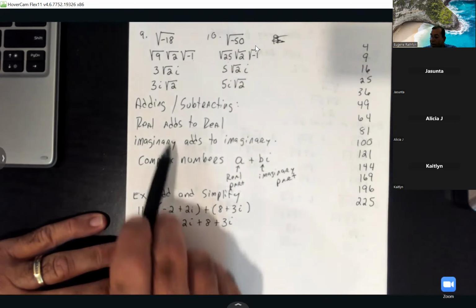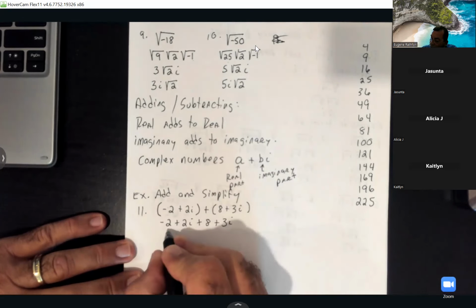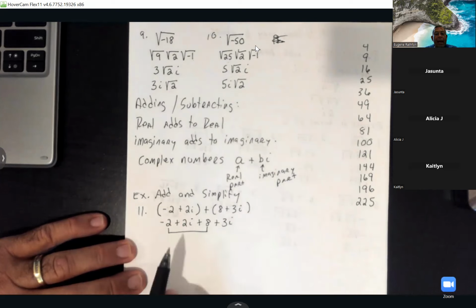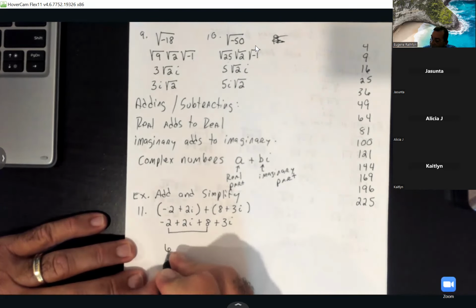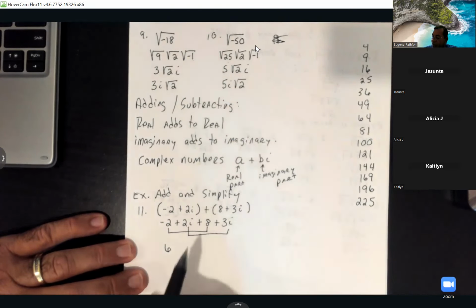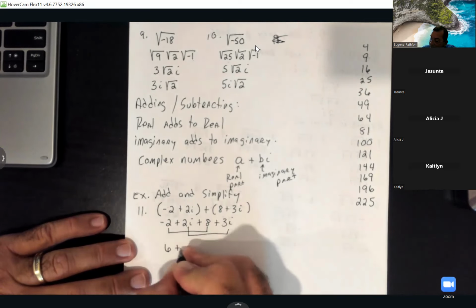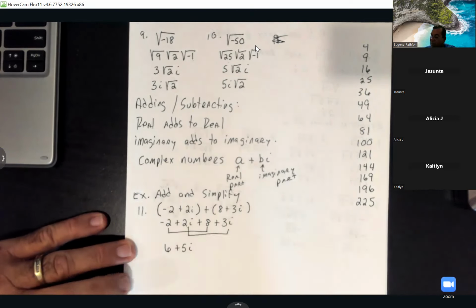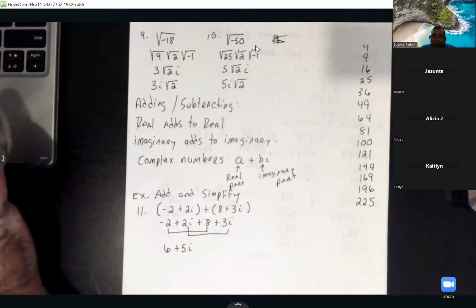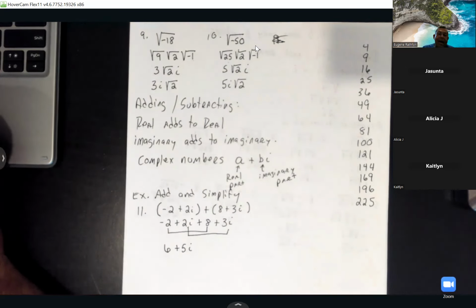And now remember, real adds to real. So the real numbers are -2 and 8. We would add -2 and 8, which would give us 6. And then we would come in and add the imaginary numbers, which is the 2i and the 3i. When I add 2i plus 3i, I get 5i. Okay? Now, y'all, all of these can be done on the calculator if they're in i form.